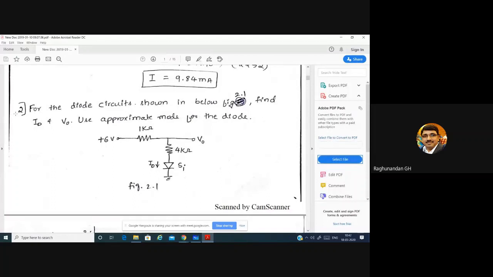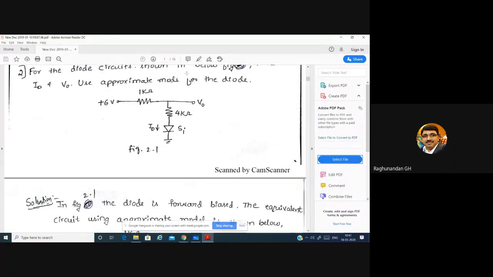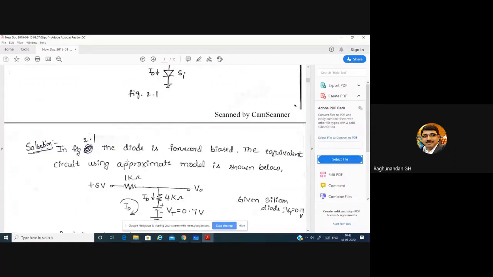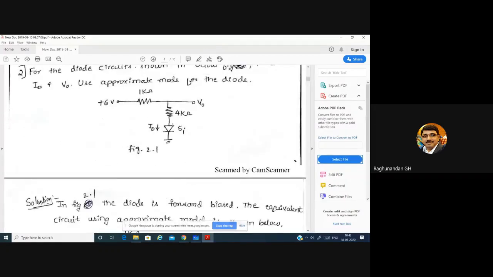After this, the next one is they'll give you a circuit like this. For the diode circuit shown below, find ID and V0, using the approximate model for the diode. Approximate model is nothing but the model where the diode is replaced by a battery, the second approximation model, whatever we have now.